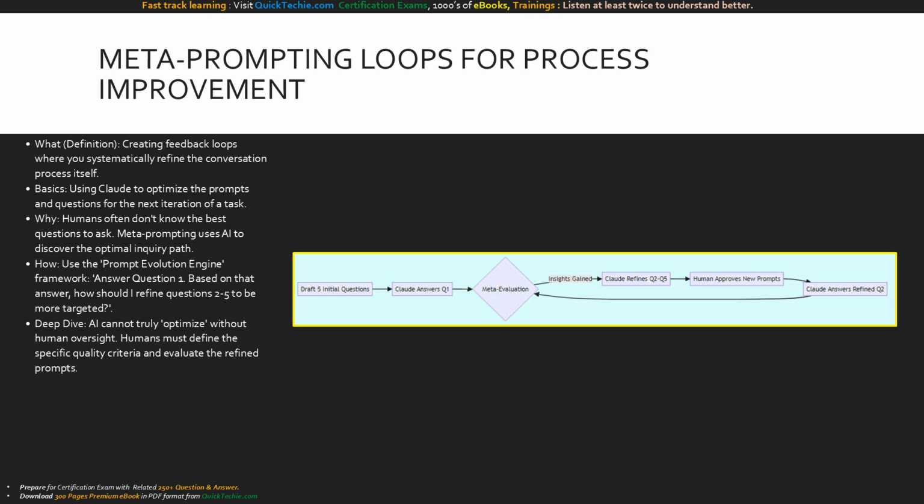Let's level up to meta-prompting loops. This technique focuses on process improvement. Instead of just refining an answer, we are creating feedback loops to systematically refine the conversation process itself. Think of it as the prompt evolution engine.